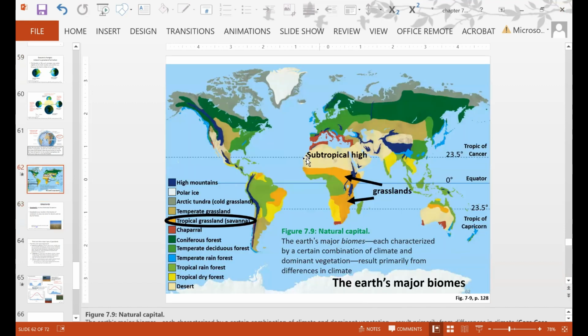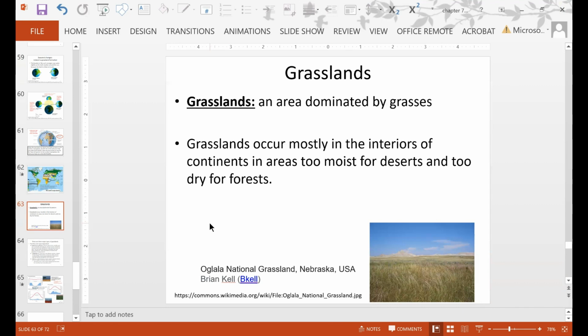And if we look back here, again, they're on the periphery of your major deserts, right? So here's your subtropical high. And if the subtropical high shifts north and southward, it leaves the grasslands as areas that are dry for part of the year. So the high pressure moves a little bit southward, it leaves this grassland drier for part of the year. So you get an area that's too dry for forests to form, but you do have moisture for part of the year, and that leaves it too moist for a desert to form.